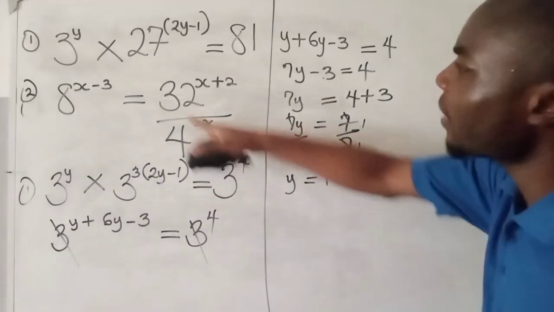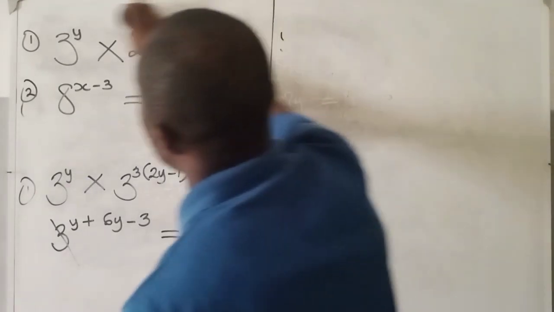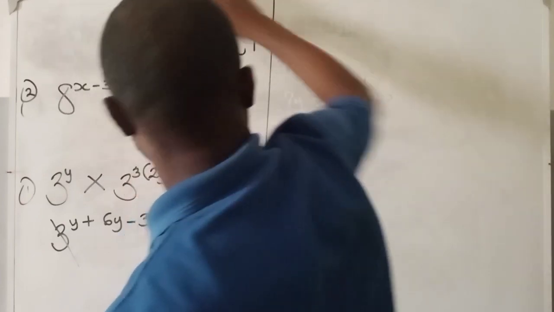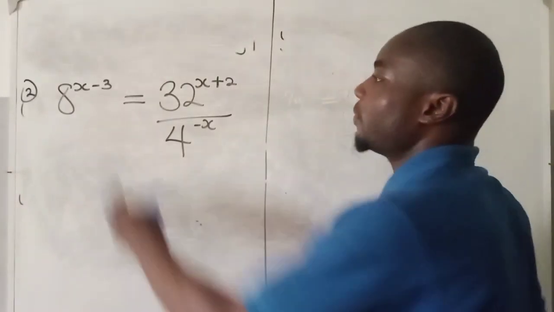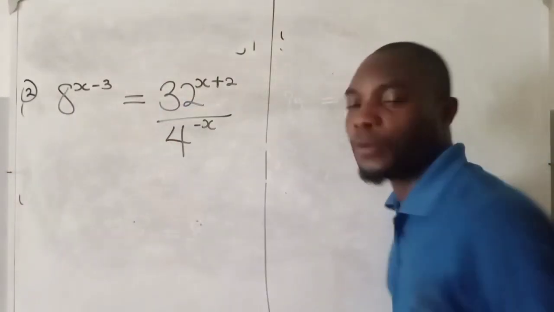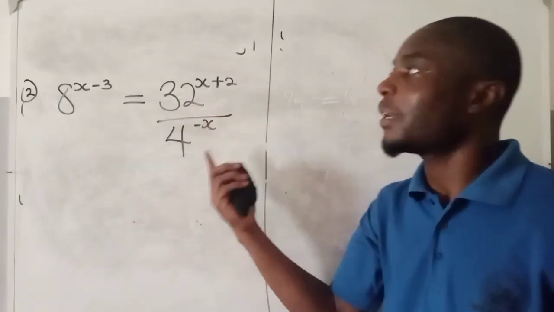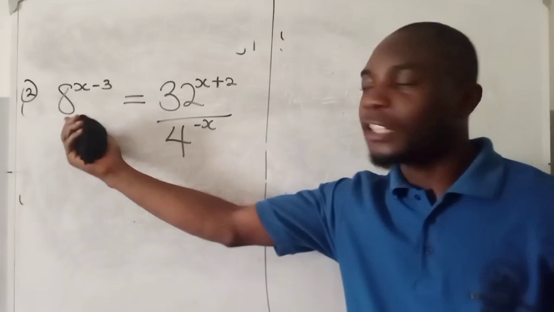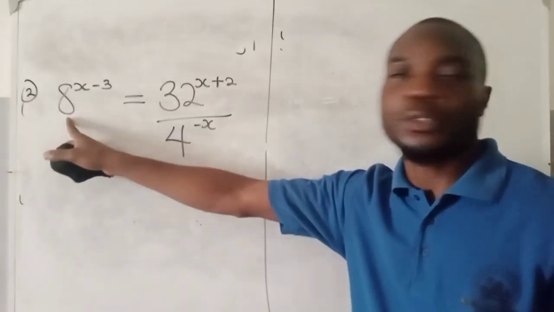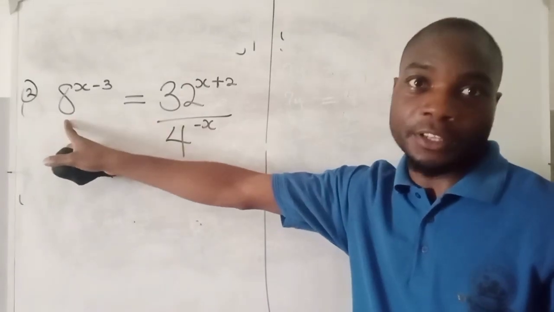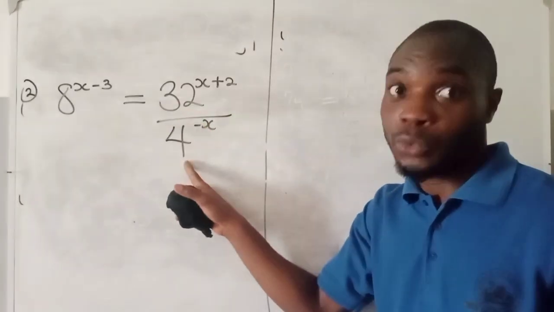All right, now let's attend to the second question. So in the second question, we have base 8 here, base 32, and we have base 4. In this case, we have even numbers. All right. So what is similar among these numbers is that we can change their bases to 2 raised to the power of a certain number that will be equal to the base. That means 2 raised to the power of 3 is 8, and 2 raised to the power of 5 is 32, and 2 raised to the power of 2 is 4.